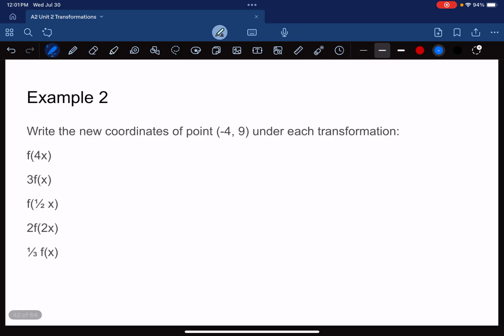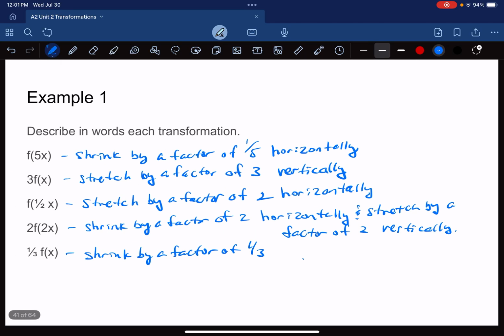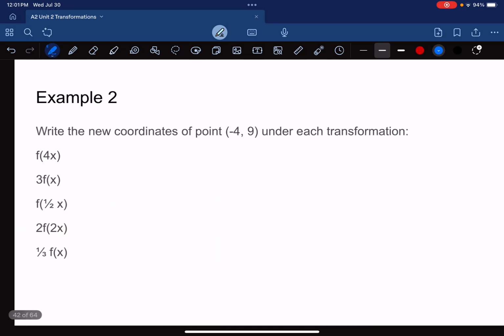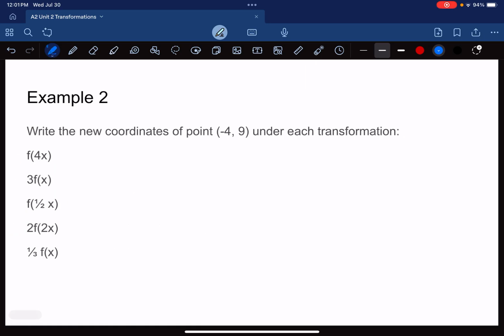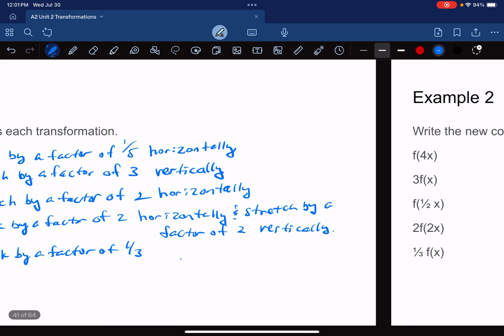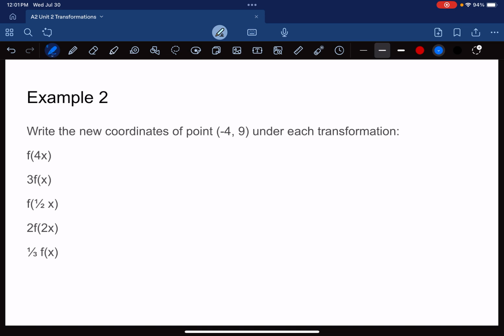Example 2, write the new coordinates of the point negative 4, 9. These are different this time; I may have changed some to make them work out a little better. So f of 4x means the x is going to get divided by 4. It becomes negative 4 divided by 4, comma 9, and that gives us negative 1, 9.